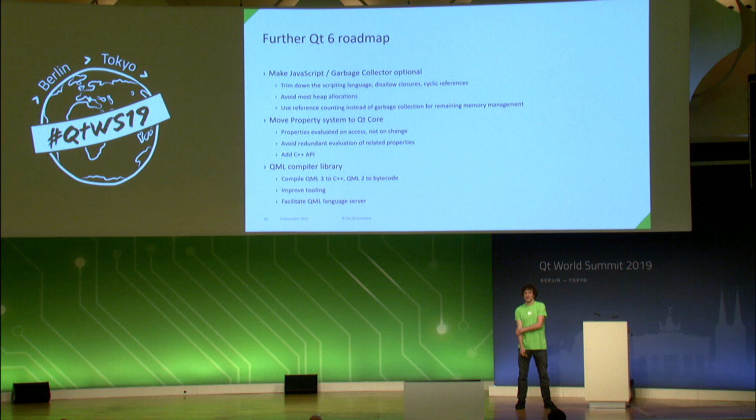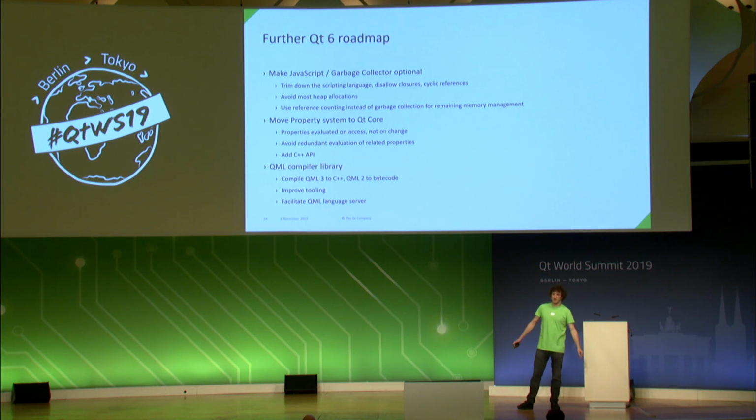And then we have some things on the further Qt 6 roadmap. Using all those things and using a simplified scripting language, we should be able to make complex JavaScript and the garbage collector optional. So that will be in the QML2 realm. In QML3, we'll have a simplified language that doesn't need a garbage collector and has few, if any, heap allocations. Uses reference counting to manage those.